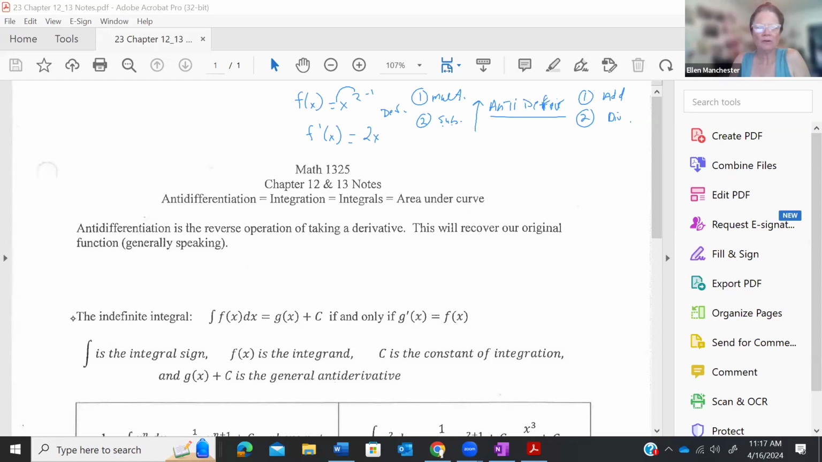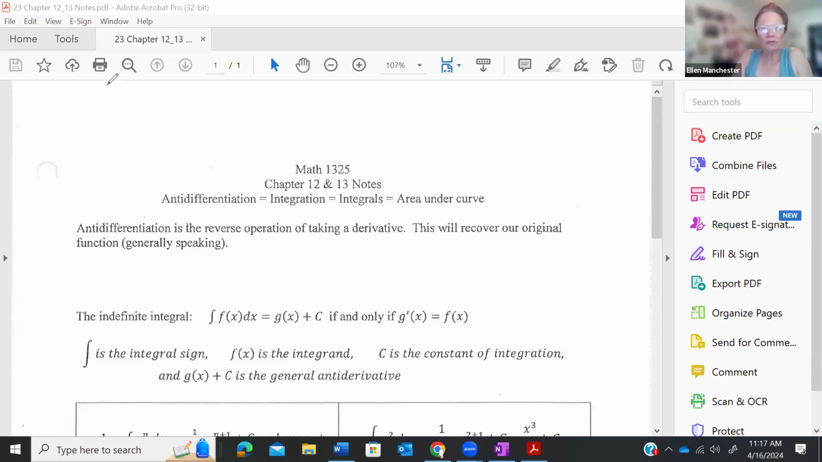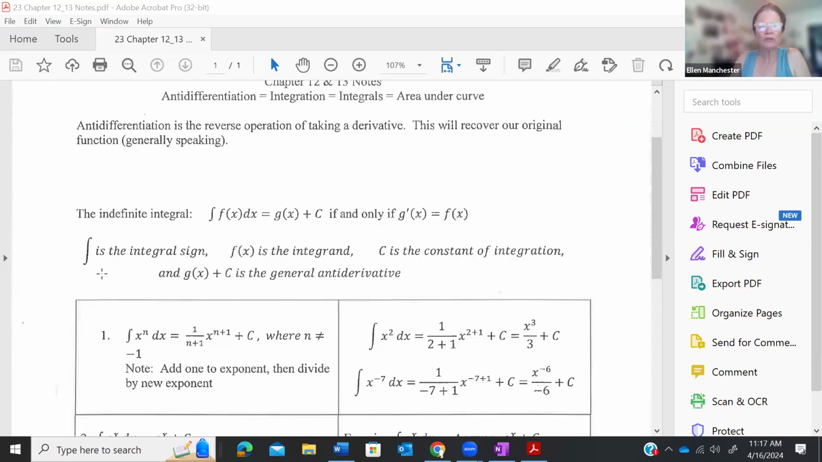All right, so here we go. With these rules, here is number 1. Here's our integral sign. This is the integrand, that's the constant, and then you have the general antiderivative, whatever the antiderivative is, plus c, that's that family of functions.